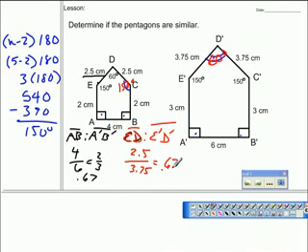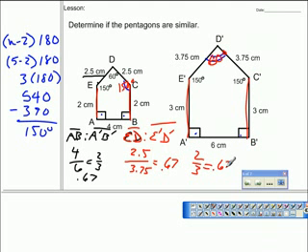Look at CB and C prime B prime, and AE and A prime E prime. They're both what? Yeah, they're 2 over 3, right? The ratio of both of those is 2 over 3, which is 0.67. So we have proven both ways that these two are similar. So we could write that they are similar using either way.